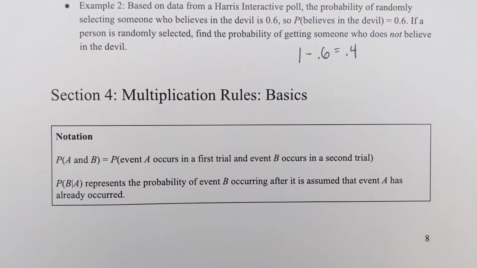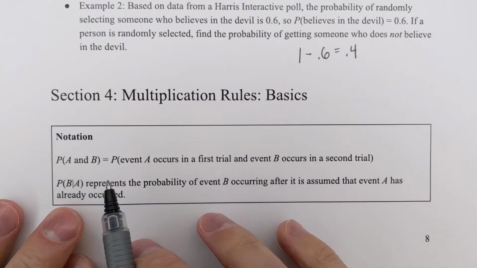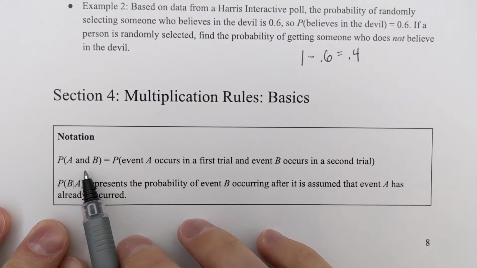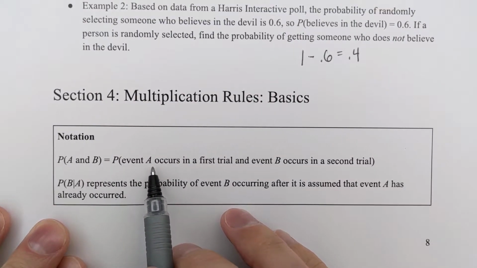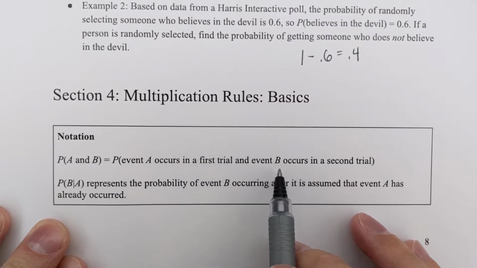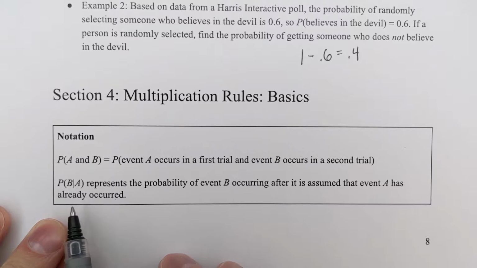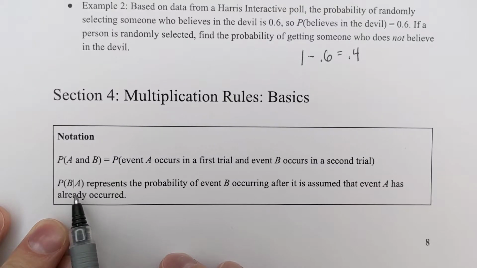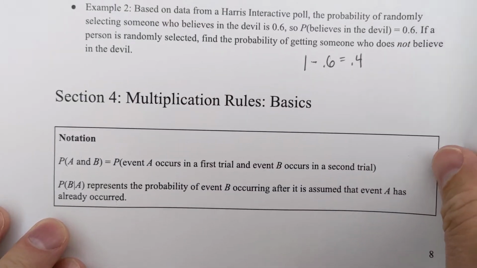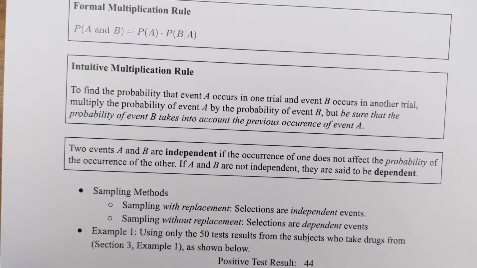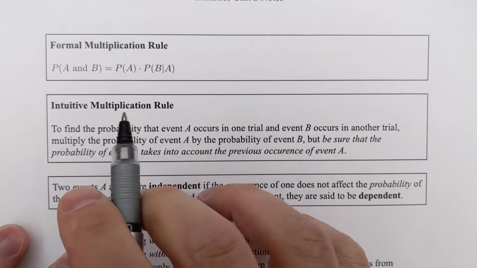All right, here we have the notes for section 4, the basics of multiplication rules. So this is just your notation, P and A and B. Event A occurs in the first trial, and event B occurs in the second trial. The bar symbol means B occurs after you've assumed that A has occurred. So B after A.